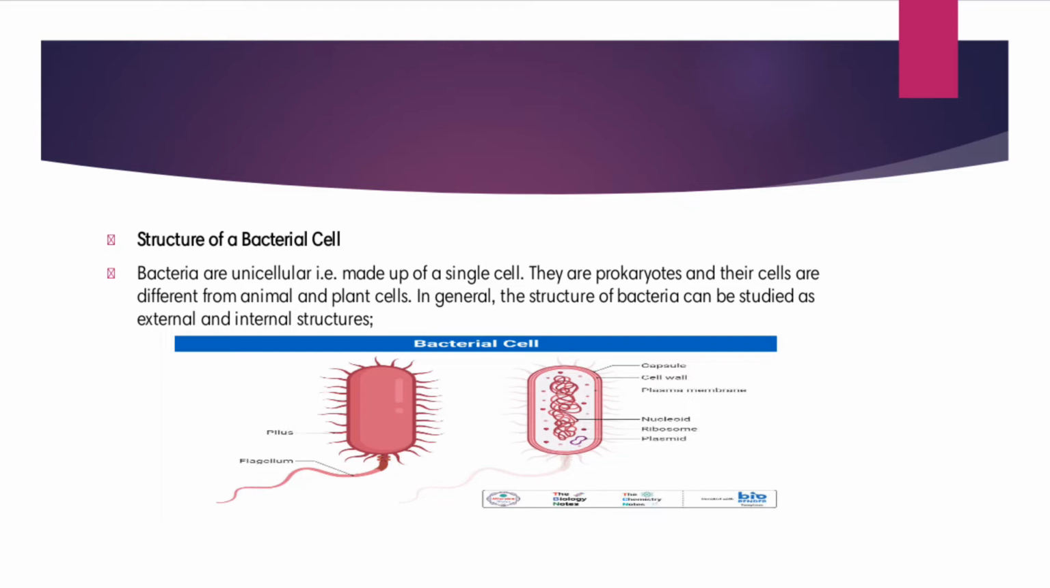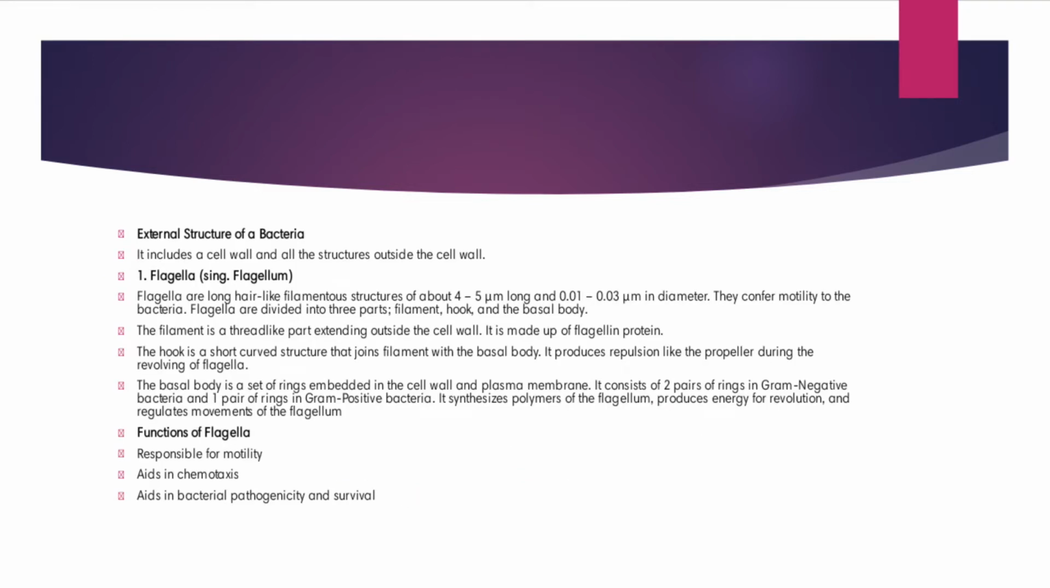Let us see the structure of bacterial cells. Bacteria are unicellular, that is, made up of a single cell. They are prokaryotes and the cells are different from animal and plant cells. In general, the structure of bacteria can be studied as external and internal structures. The external structure of bacteria includes the cell wall and the structures outside the cell wall.